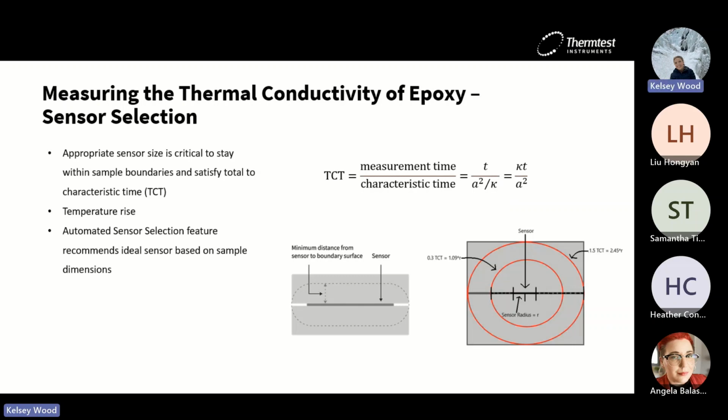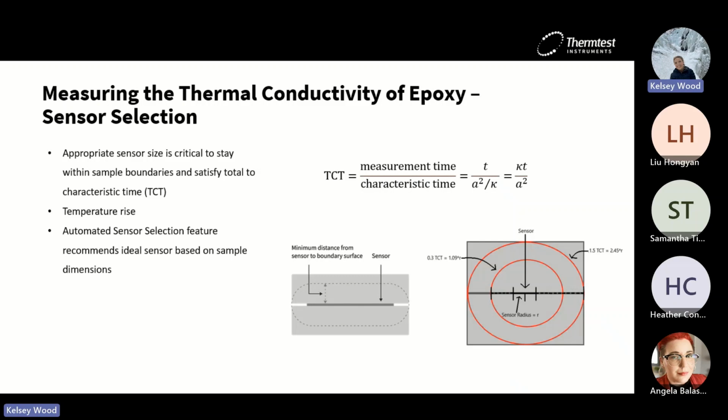So to assist with the selection of these parameters, with these key factors in mind, the MPV software was designed with many features to facilitate the measurement process. With the automated sensor selection feature, the MPV automatically recommends the appropriate sensor to use based on the dimensions of the sample. So the dimensions of our epoxy samples were approximately 8 millimeters thick with 8 millimeters radius. So the software recommended the 2117 sensor with a 3.2 millimeter radius, and this accommodates for that smaller sample size and satisfies the TCT as well as the probing depth.